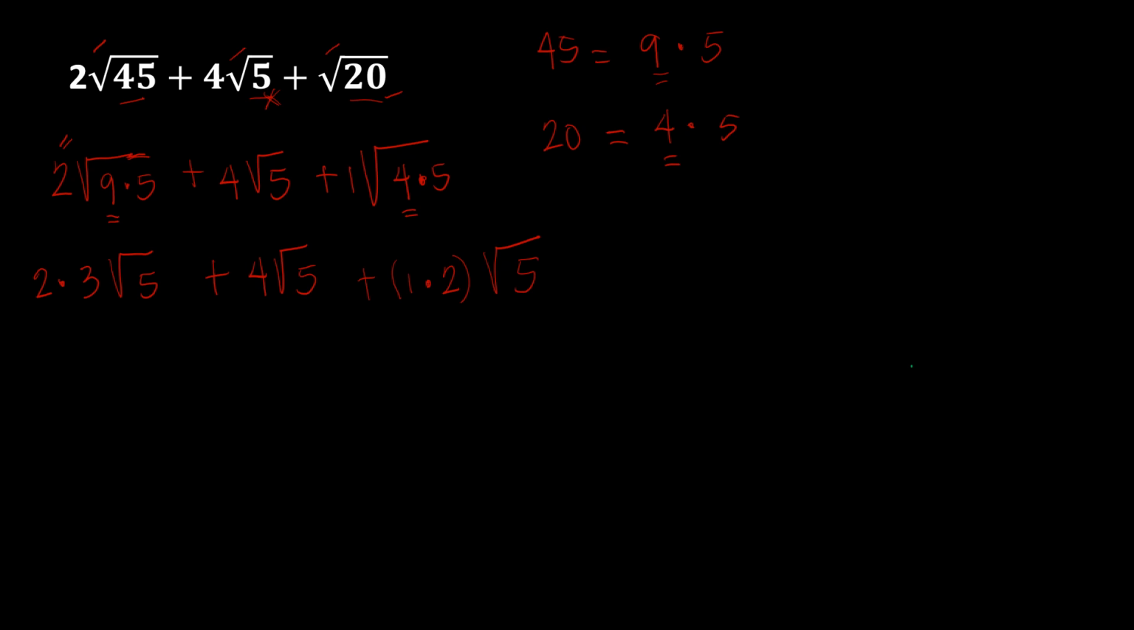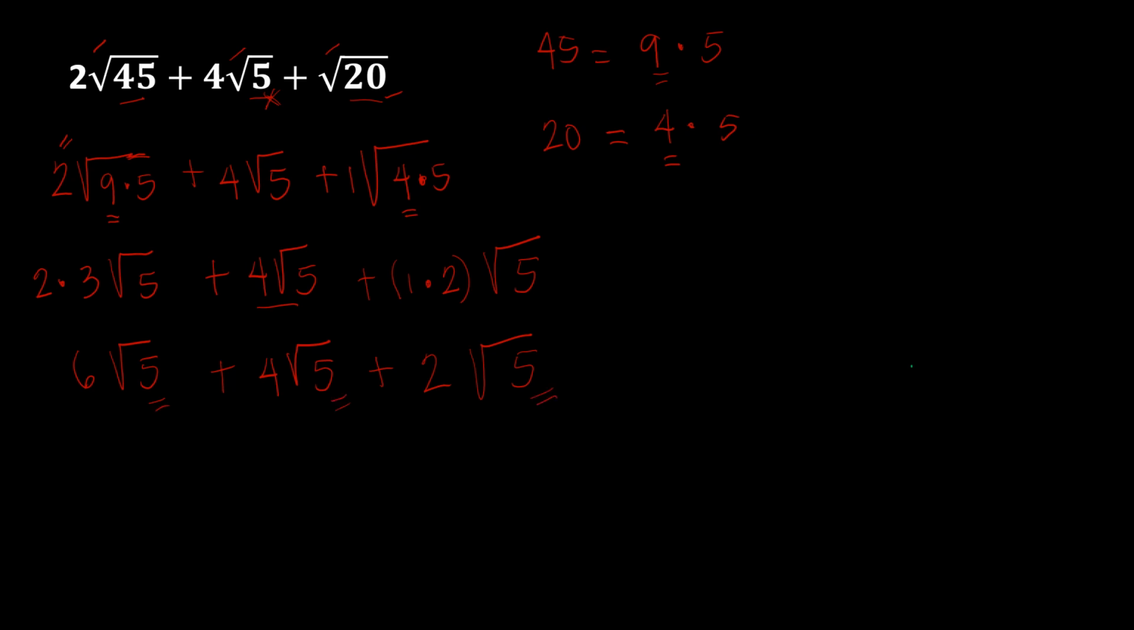And simplify lang natin yung mga coefficients natin. 2 times 3 is 6. Copy square root of 5. Then, copy yung attach, 4 times the square root of 5. And then, simplify natin. Multiply natin 1 times 2 is 2. Then, copy square root of 5. Then, kita natin dito pare-pareho yung ating radicand.